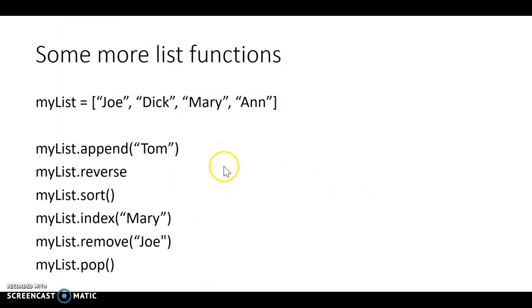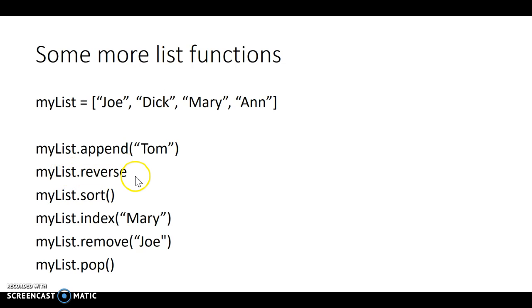Okay, so a few more list functions you need to know. So imagine this is my list here. I've got a list of people's names. So my list dot append. So append, and I'm putting something to append in here. This appends to the end of the list the value in here. So my list dot append Tom will stick Tom at the end here. So my list will be Joe, Dick, Mary, and Tom.